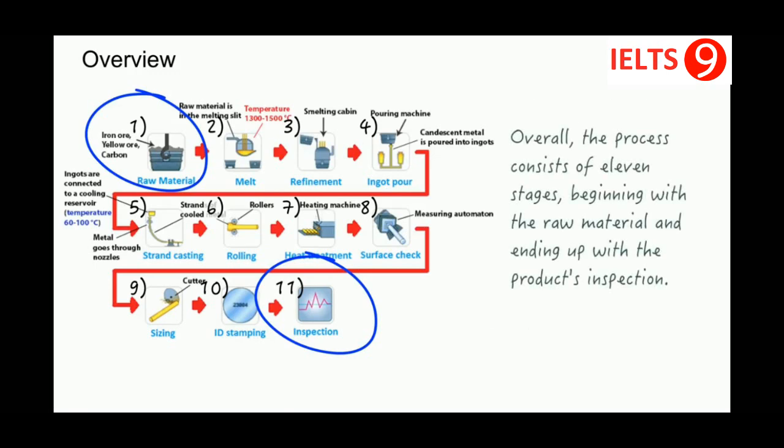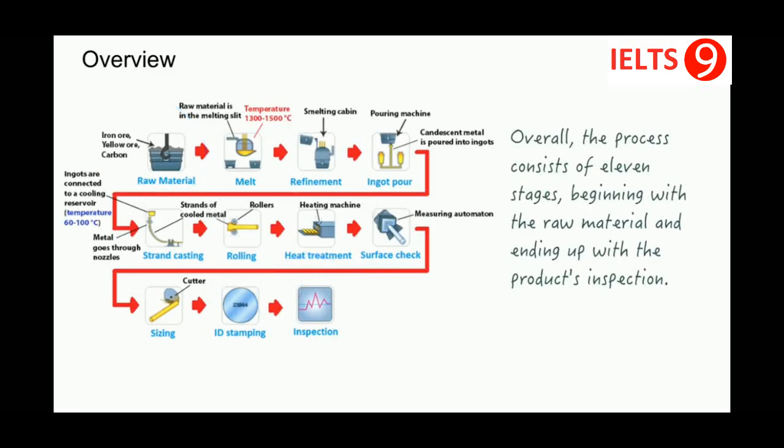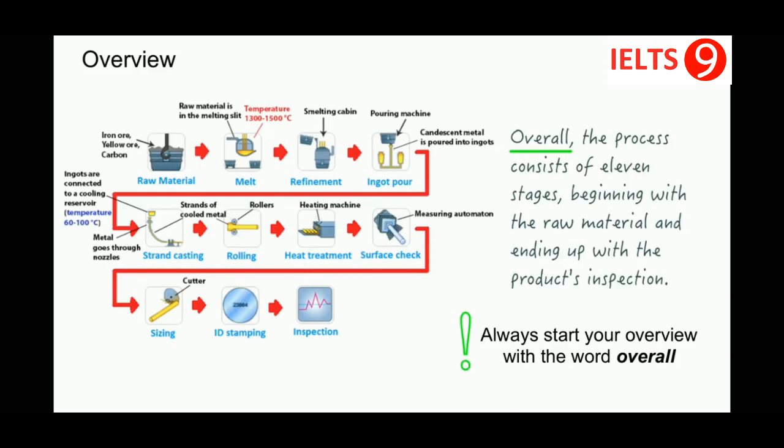Overall, the process consists of 11 stages, beginning with the raw material and ending up with the product's inspection. As you see, the diagram's overview is quite short, only one sentence, and your overview should not be long either. One or two sentences is ideal. My first word for the overview is overall. Always start your overview with the word overall. It indicates to the examiner that you are going to describe general trends.